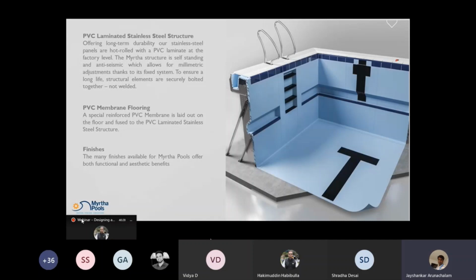So the structure is nothing but a factory-laminated PVC structure, which is basically 2 mm thick, about 0.9 mm wide, and can come in various lengths. The membrane is a special reinforced membrane that complies with EN standards, and it is only used for swimming pool purposes. Finishes: this technology allows various kinds of finishes on top, be it ceramic tiles or other metal items which get into the structure. So this is largely about the technology.